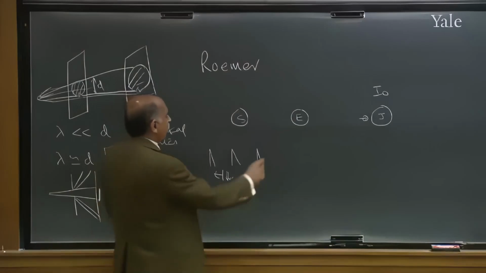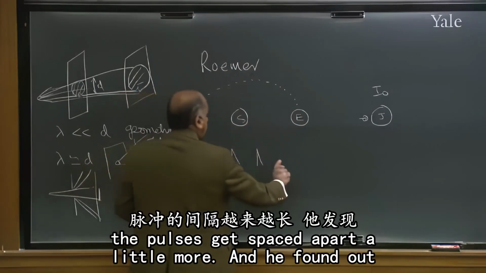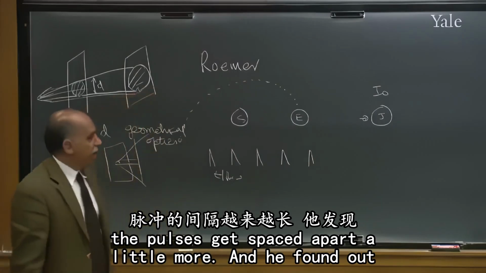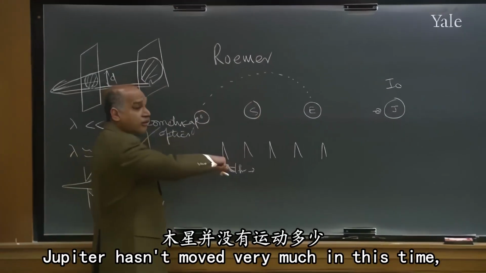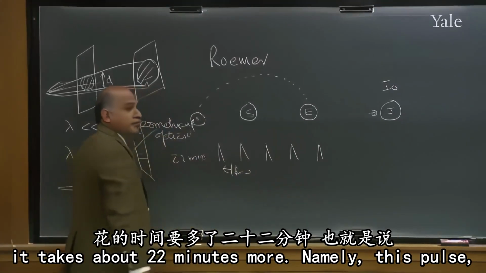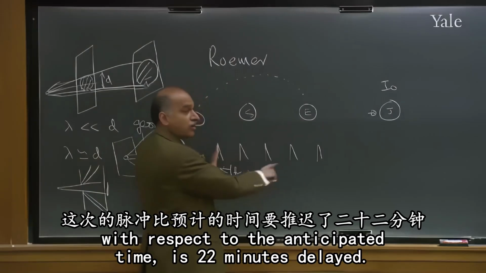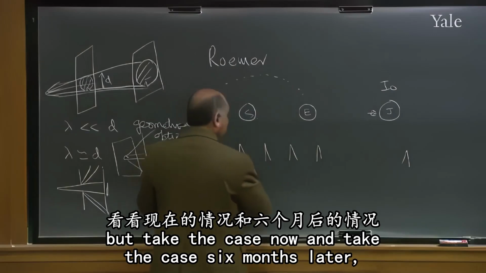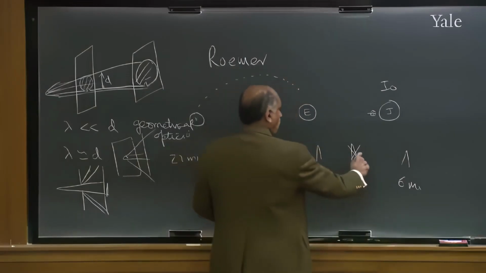But you notice that as the Earth begins its journey around the sun, it takes longer and longer and longer. The pulses get spaced apart a little more. And he found out that if you go to this situation when the Earth is here, Jupiter hasn't moved very much in this time, it takes about 22 minutes more. Namely, this pulse, with respect to the anticipated time, is 22 minutes delayed. You understand? The delay is continuous, but take the case now and take the case 6 months later, and the pulse should have come right there if it was not moving, but it comes 22 minutes later.